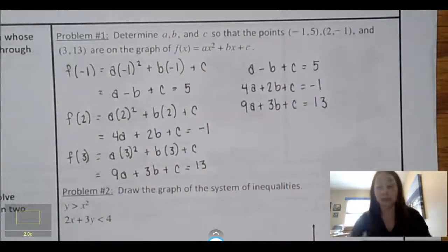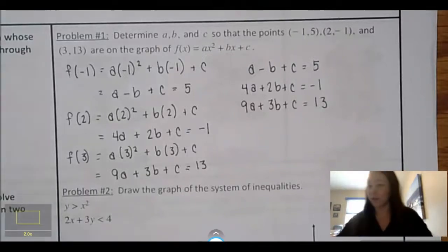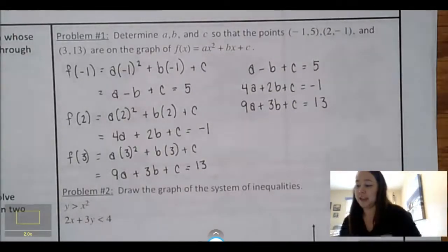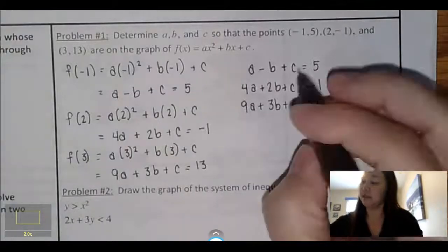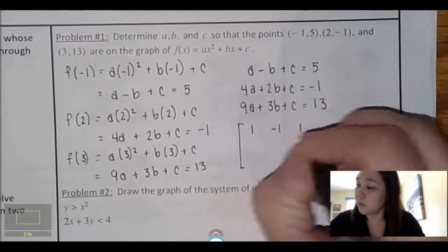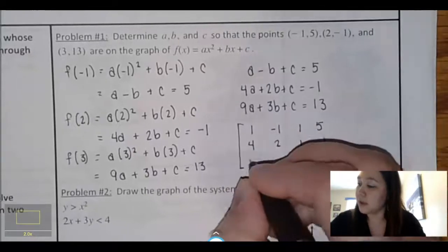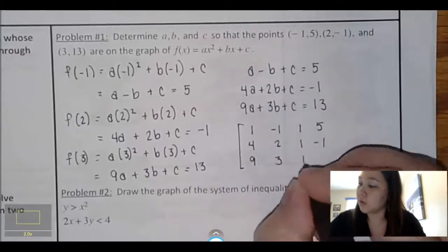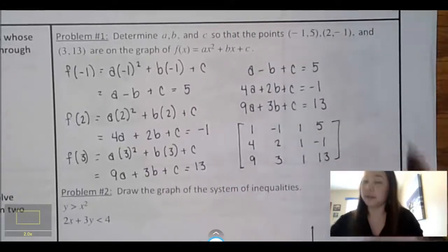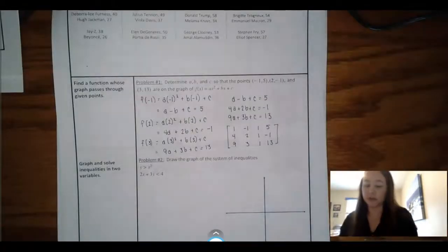Okay, and now from here, you would solve this using either substitution, elimination, or I'll show you a little trick on your calculators. If you convert this to a matrix, 1, negative 1, 1, 5, 4, 2, 1, negative 1, 9, 3, 1, 13. And I'm going to zoom out a little bit so you can see my whole calculator.